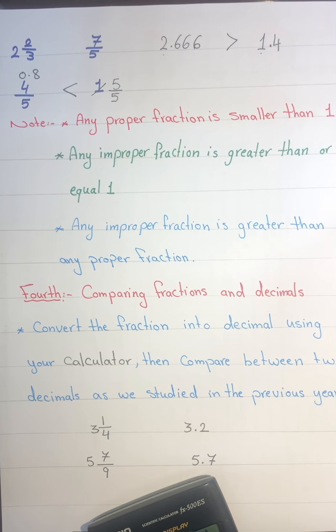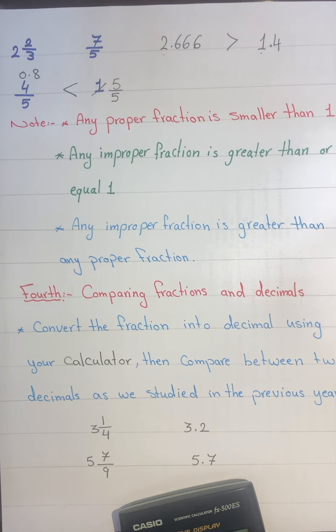Fourth, comparing fraction and decimal. Convert the fraction into decimal using your calculator, then compare between two decimals as we studied in the previous year. Change a fraction into decimal. After that, it is very easy to compare two decimal numbers.